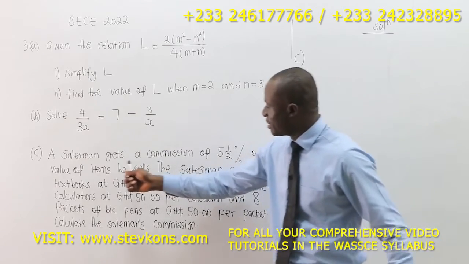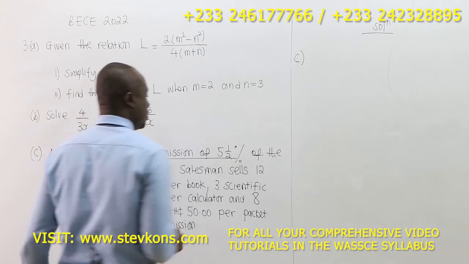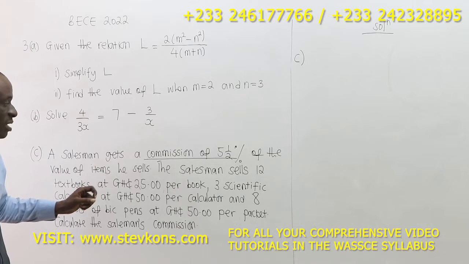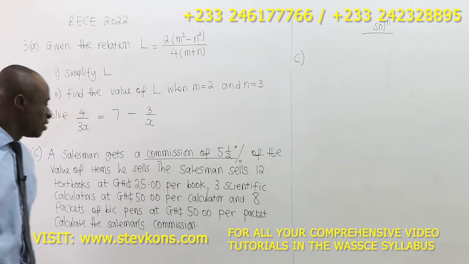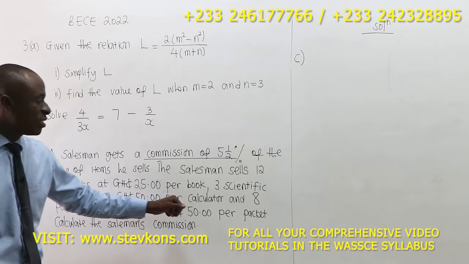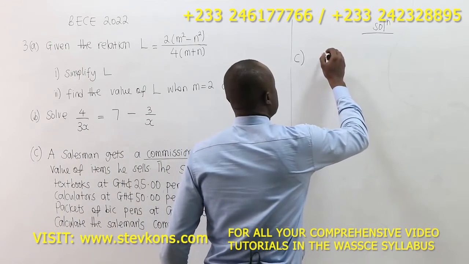Now, BECE 2022, question number 3C. A salesman gets a commission of 5.5%. So the commission received by the salesman is 5.5% of the value of items he sells. The salesman sells 12 textbooks at 25 cedis per book, 3 scientific calculators at 50 cedis per calculator, and 8 packets of big pens at 50 cedis per packet. Calculate the salesman's commission.